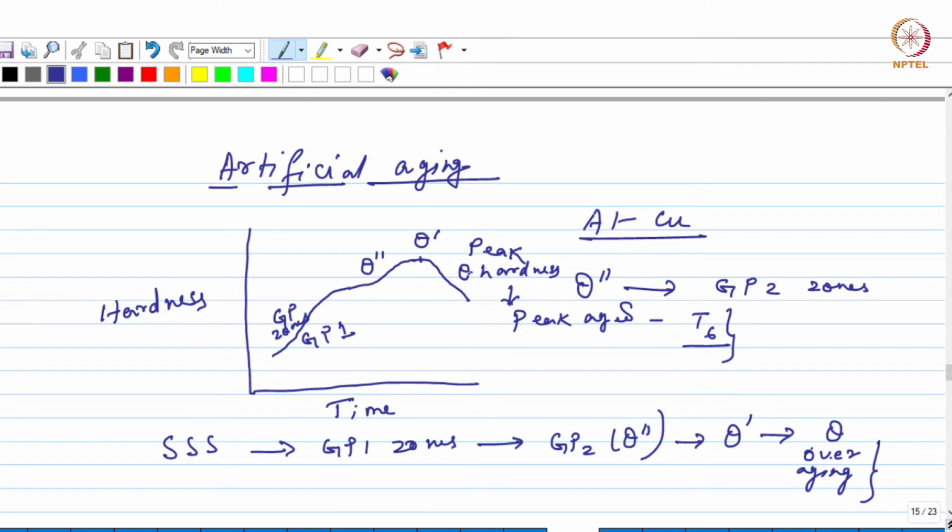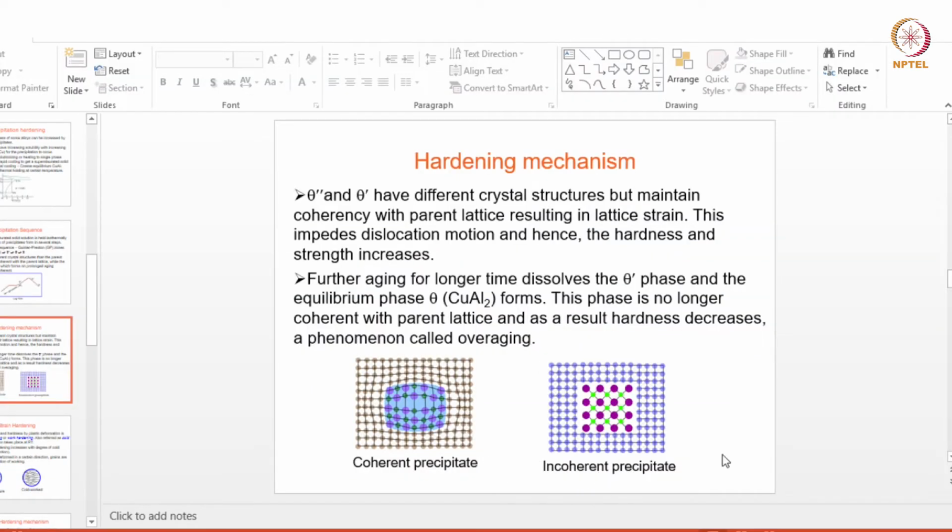But beyond this, when this equilibrium phase forms, right, then there is no question of any coherency or any maintenance of coherency between the equilibrium phase and the matrix. Right? So since the coherency is lost, there is no coherency strain also, and as a result of that, the hardness will decrease. Okay, so that can be also illustrated with these pictures over here.